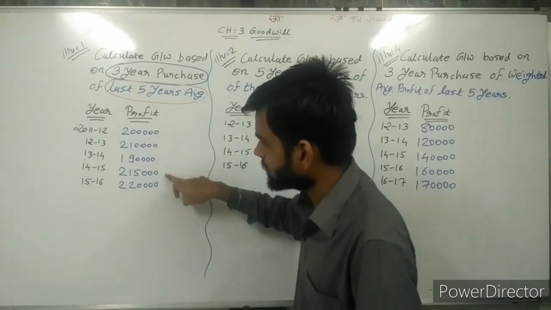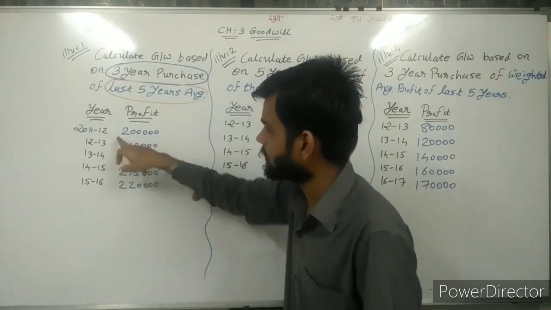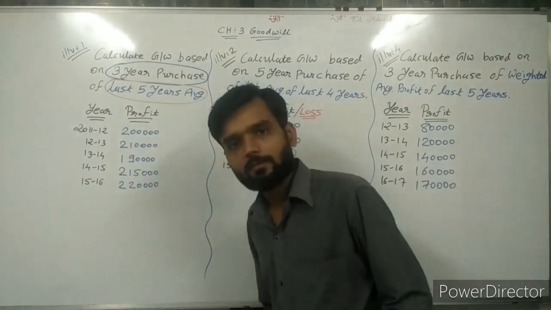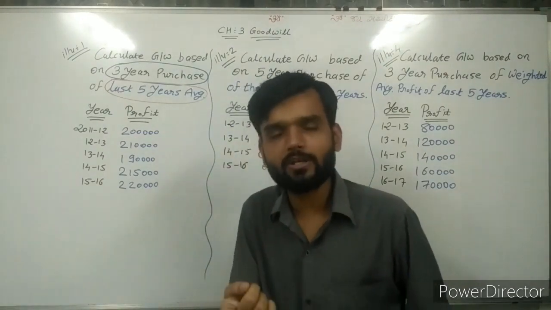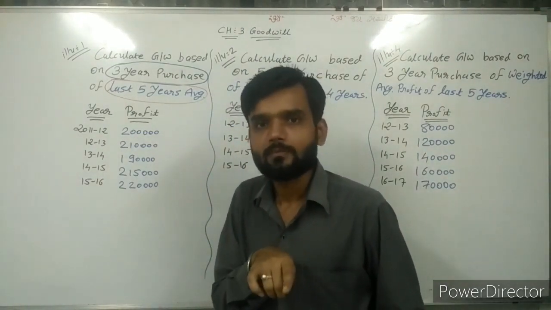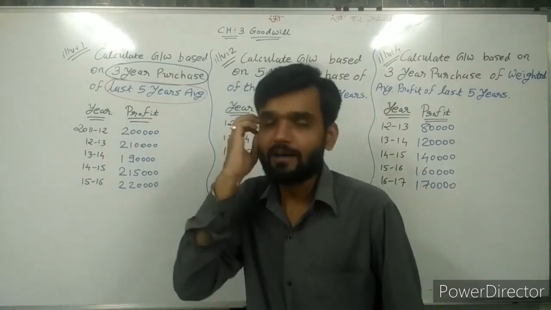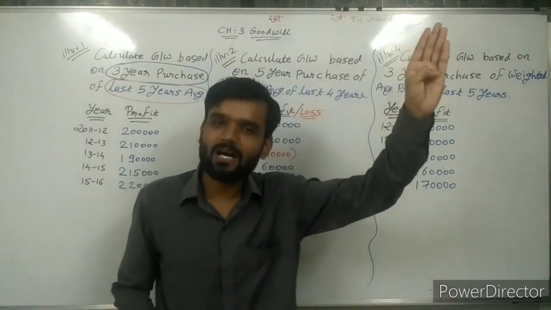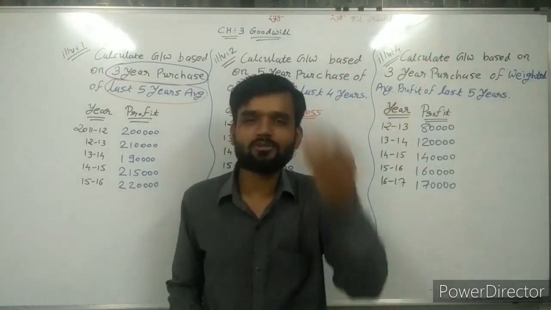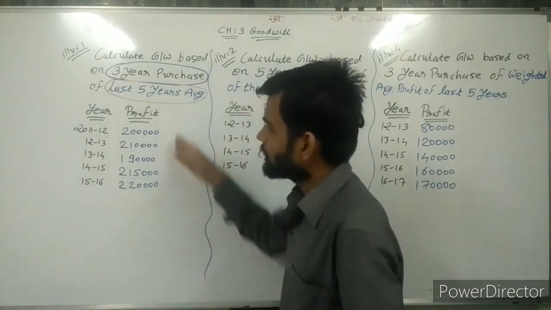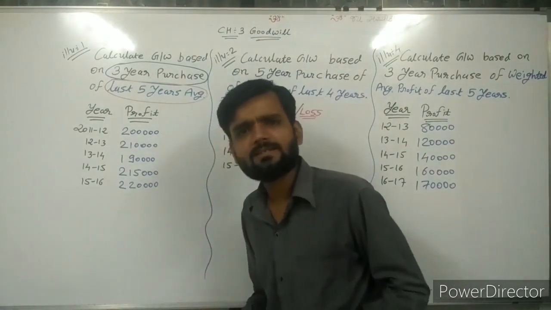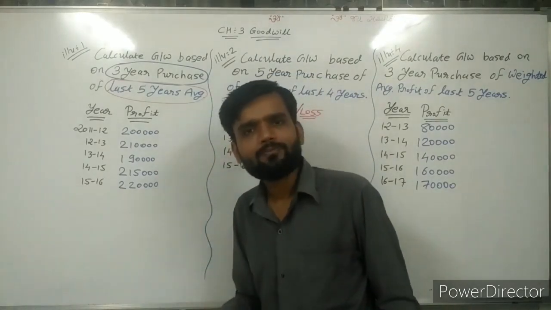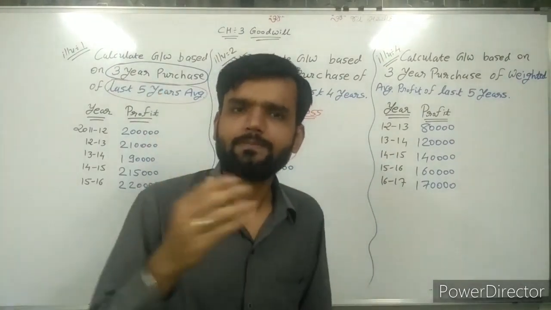Your 5-year information is clearly given: profits of 5 years, 11, 12, 12, 13, 13, 14, 15, 15, 15, 16. The 5-year information is available, so first of all we need to find the average profit. Now average means what? Simply X bar, remember X bar in statistics. X bar is equal to sigma X upon n. Here profit is the variable X, so the total of these 5 divided by 5 is my average profit.